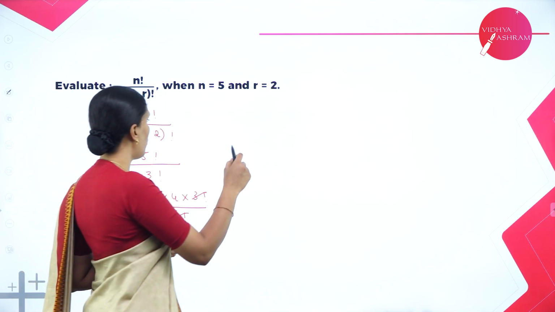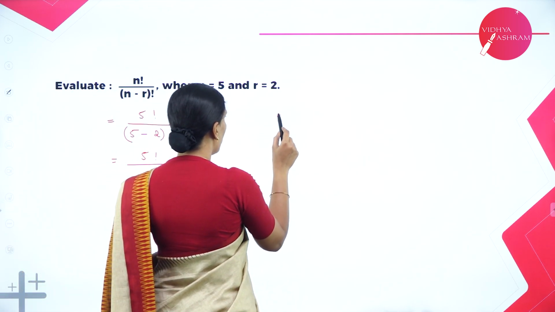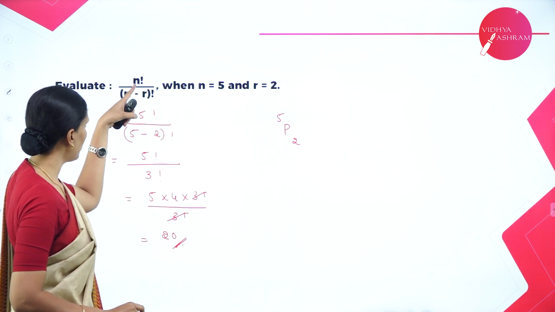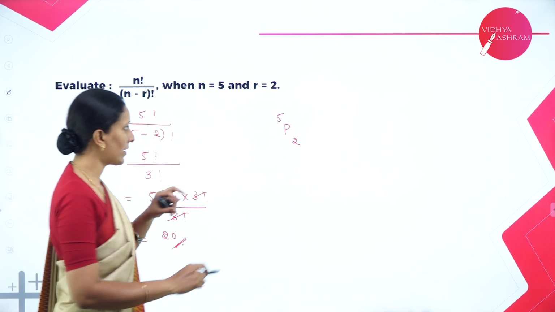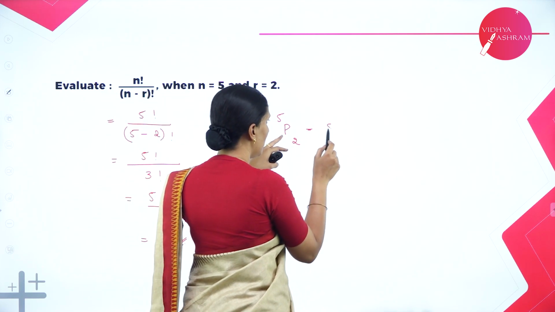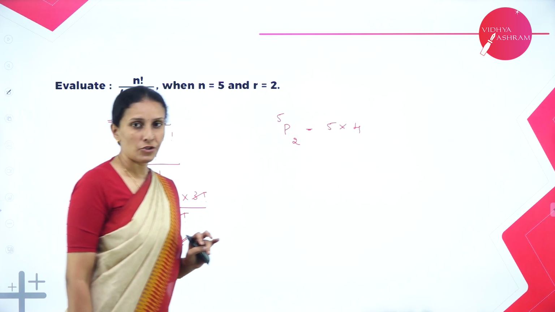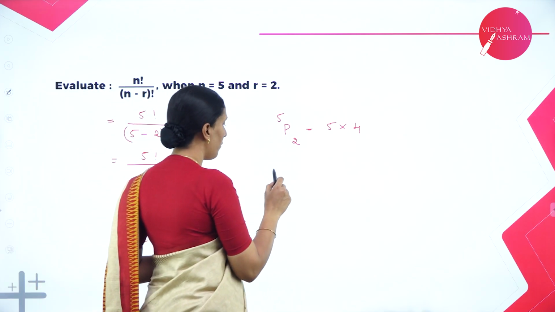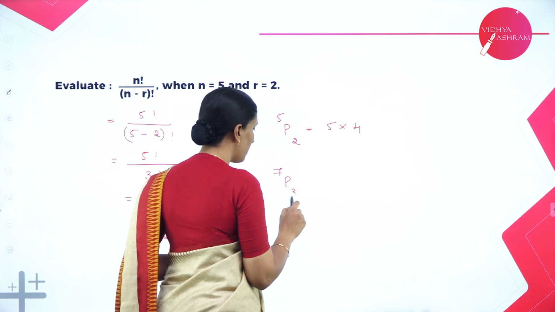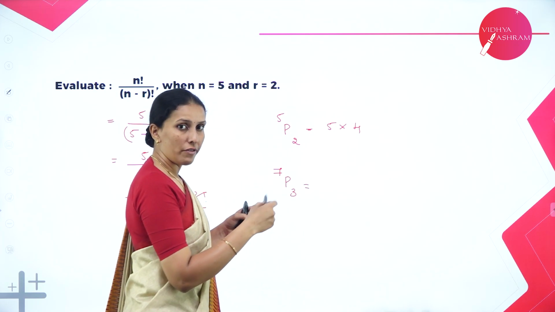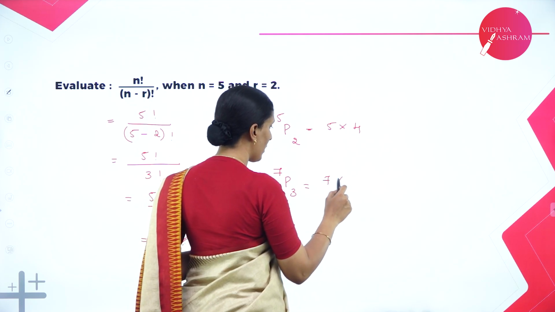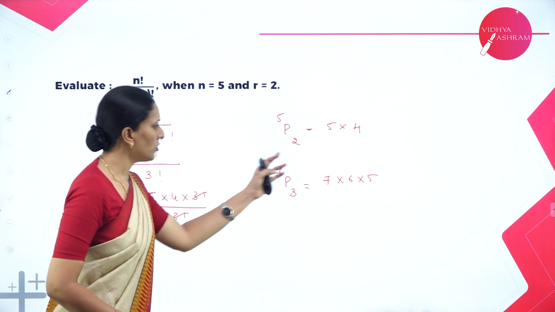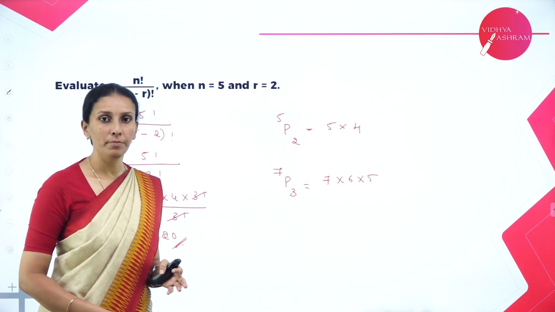So in the smallest form, if you have 5P2, that means 5P2 is nothing but 5 factorial by 5 minus 2 factorial. So you can just write the first two natural numbers 5 and 4. In the same way, if you have any number in the form of 7P3, just write the product of 7, 6 and 5 directly. So 7 into 6 into 5. That will be the number of arrangements, or the shortest method to calculate the number of permutations.